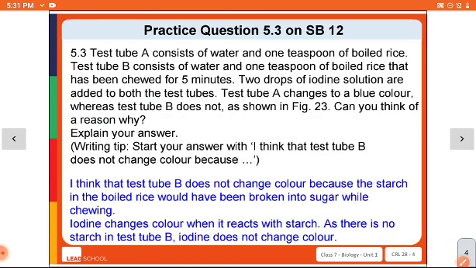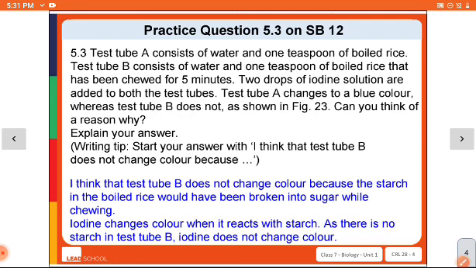So question number 5.3 on SB12. So students, this is an experiment-based case. Test tube A consists of water and 1 teaspoon of boiled rice. Test tube B consists of water and 1 teaspoon of boiled rice that has been chewed for 5 minutes. Two drops of iodine solution are added to both test tubes.